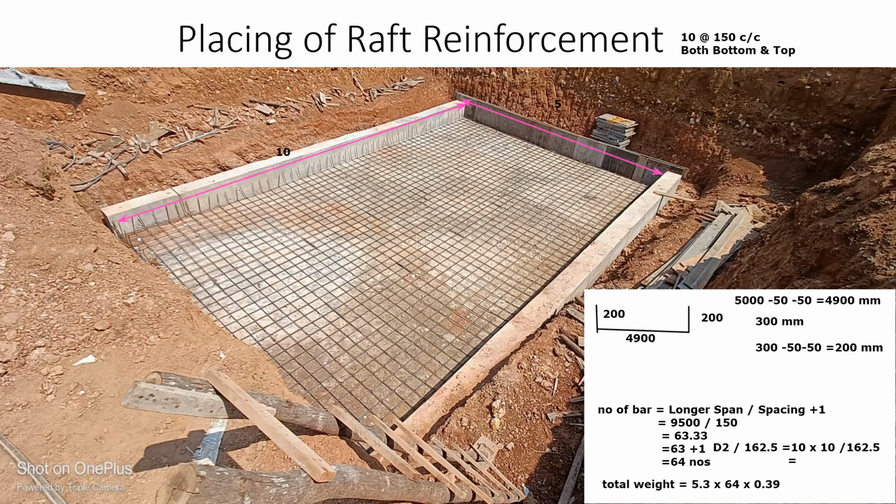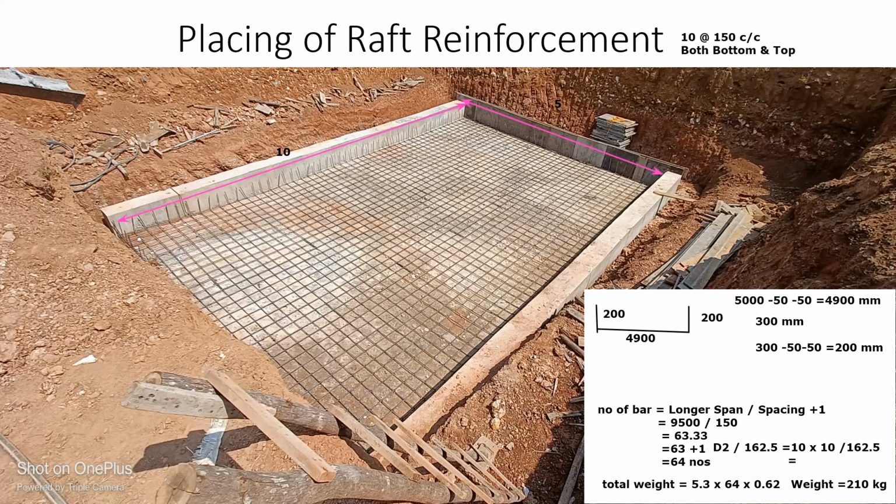So finally, you tell me what answer you are getting. I'll write it here. Weight will be: 5.3 into the number of bars we got, 64, and into 0.62, right? So I'm getting 210 kg. So this is a small change we are supposed to make. It is not 0.39, it should be 0.62. Yeah, got it. So this is the final answer we have got.